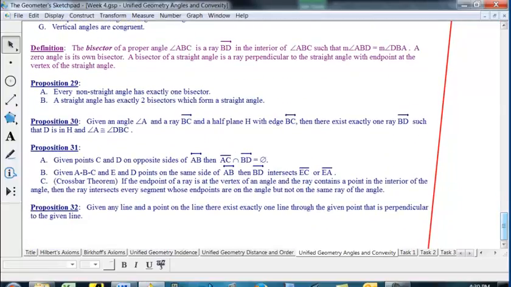Proposition 30: given an angle, a ray, and a half plane H with the edge the same as the ray, then there exists exactly one ray such that D is in the half plane and is congruent to the given angle.